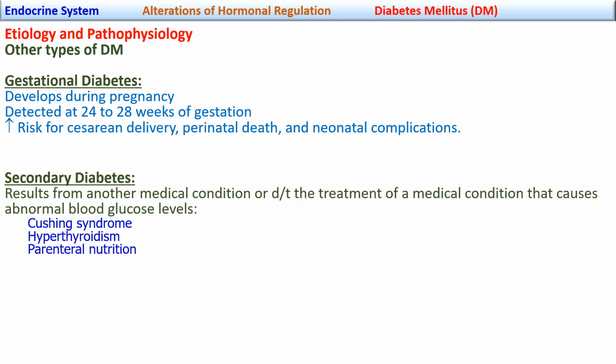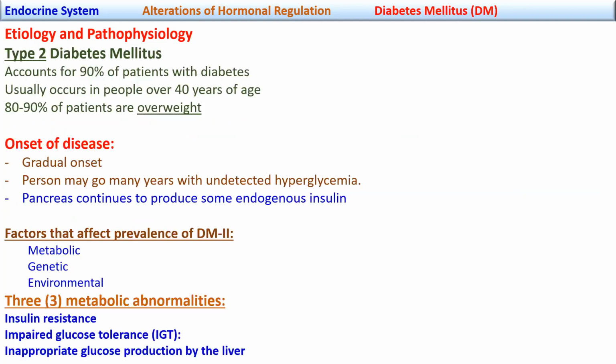Before we get to the other types of diabetes mellitus, just briefly talking about insulin resistance, IGT, and inappropriate glucose production by the liver. In insulin resistance, the body tissues do not respond to the insulin. The receptors are either unresponsive or insufficient in number to respond to the insulin.